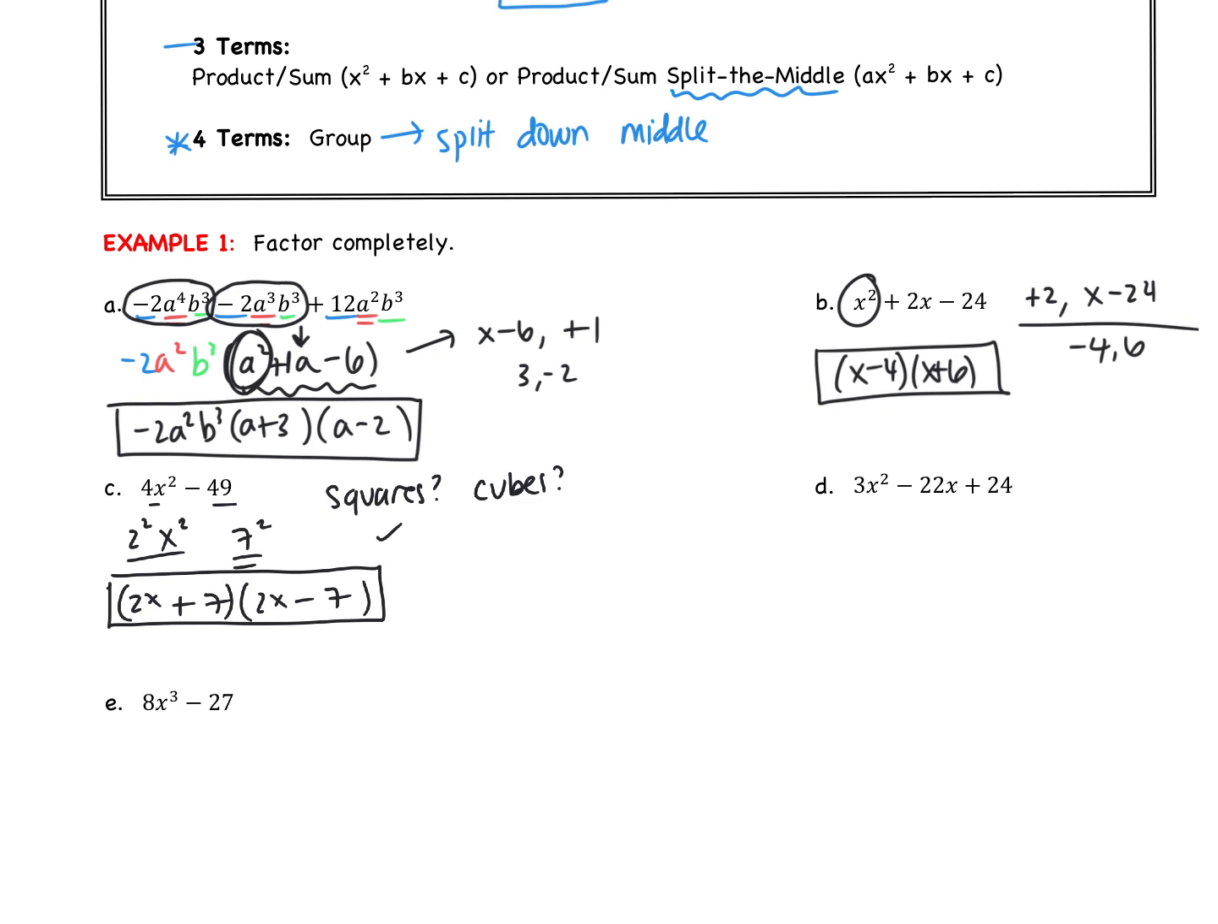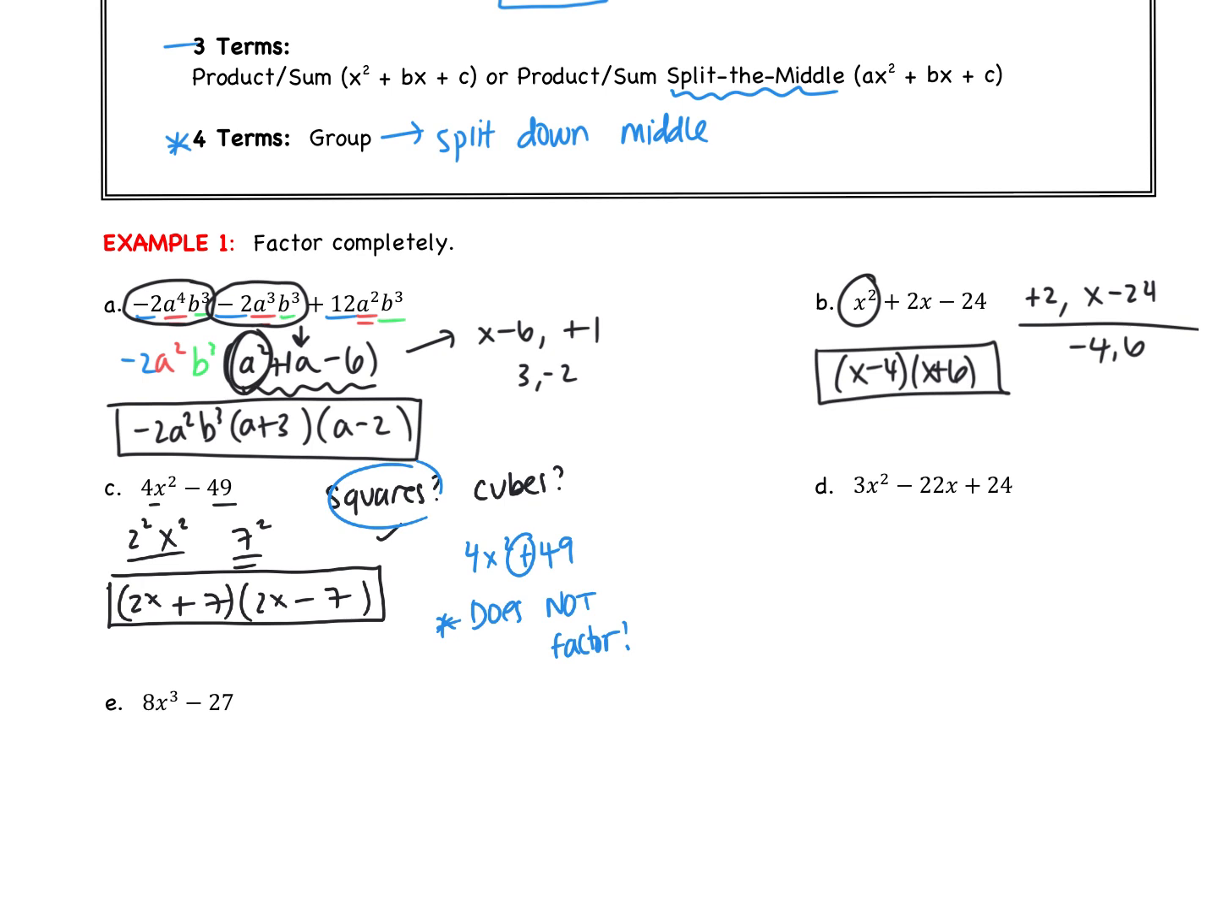Question for you. If instead it was 4x squared add 49, does that factor? Kenny? No. Okay, so what we need to remember is if they're squares and if they're adding, it's not going to factor. We're going to go back to D. I want to do E first.